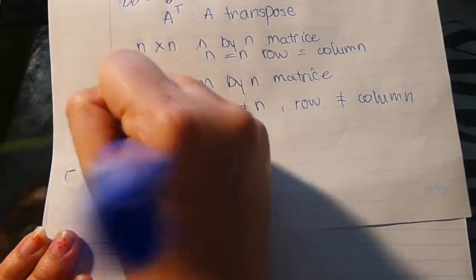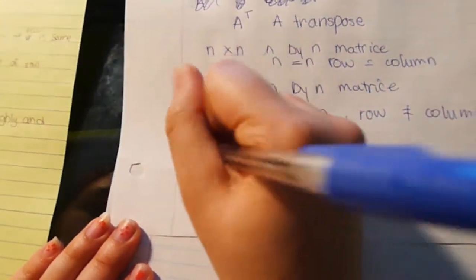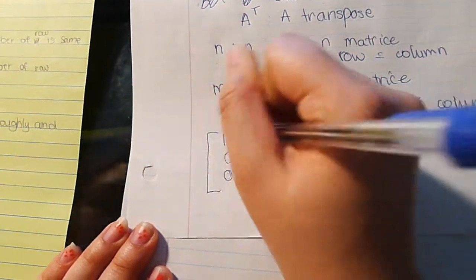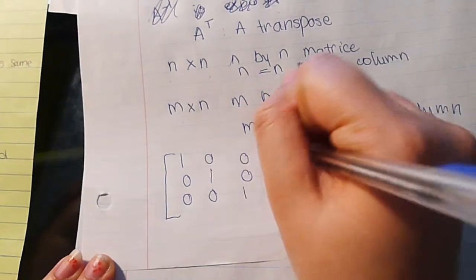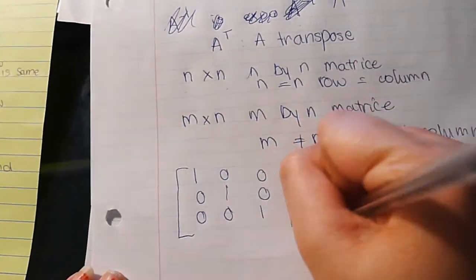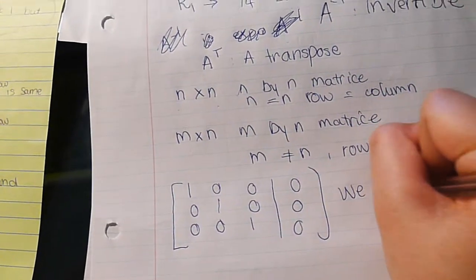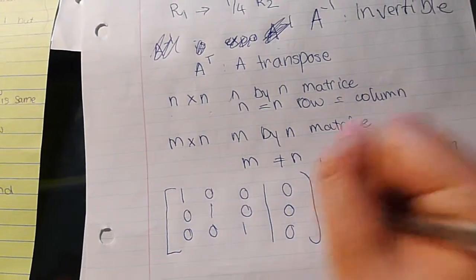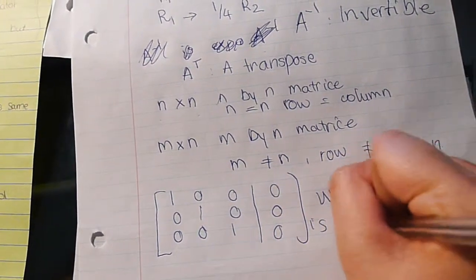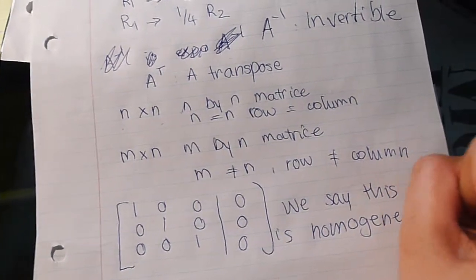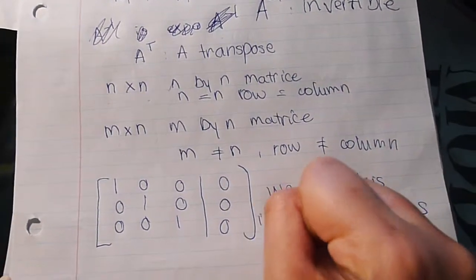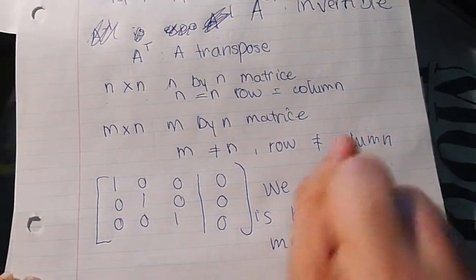So you may say this matrix, which is like this, we say this is a homogeneous matrix. Right.